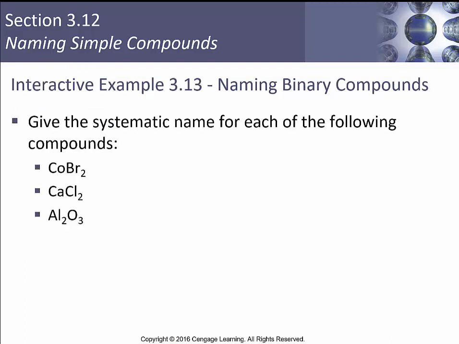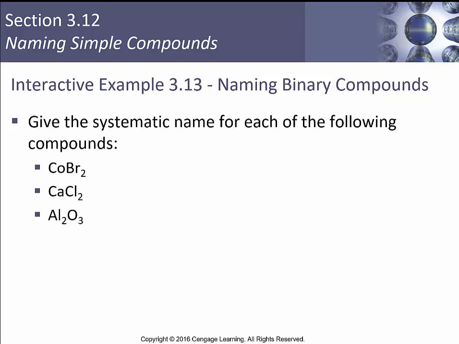So let's look at some compounds and name them. So cobalt bromide, and I've got cobalt and bromide. Cobalt's got more than one oxidation state. What are we going to call this? Calcium chloride and aluminum oxide.